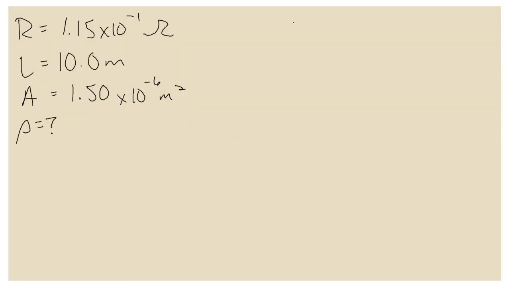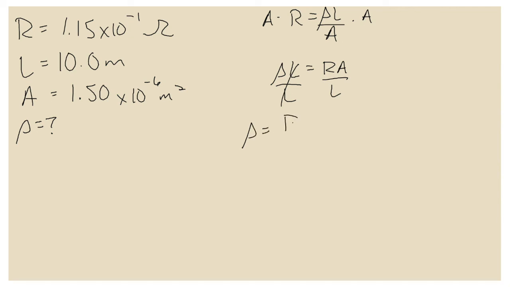Well, the first thing we're going to have to do is write the equation from the reference table, R equals rho L over A. And if we want to solve that for rho, well, the first thing we got to do is multiply both sides by A, right? So we have rho L equals RA. And then notice we just have to divide both sides by L. Now we're in business. We have an equation for rho. Rho is RA over L.